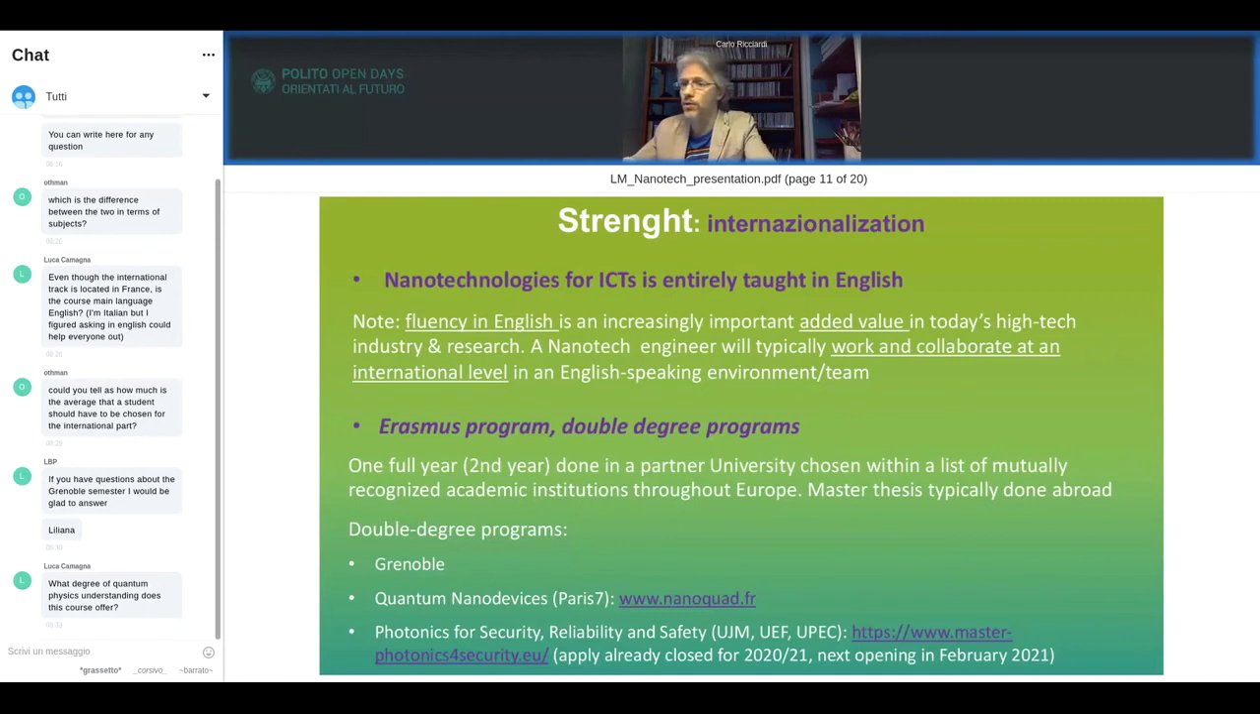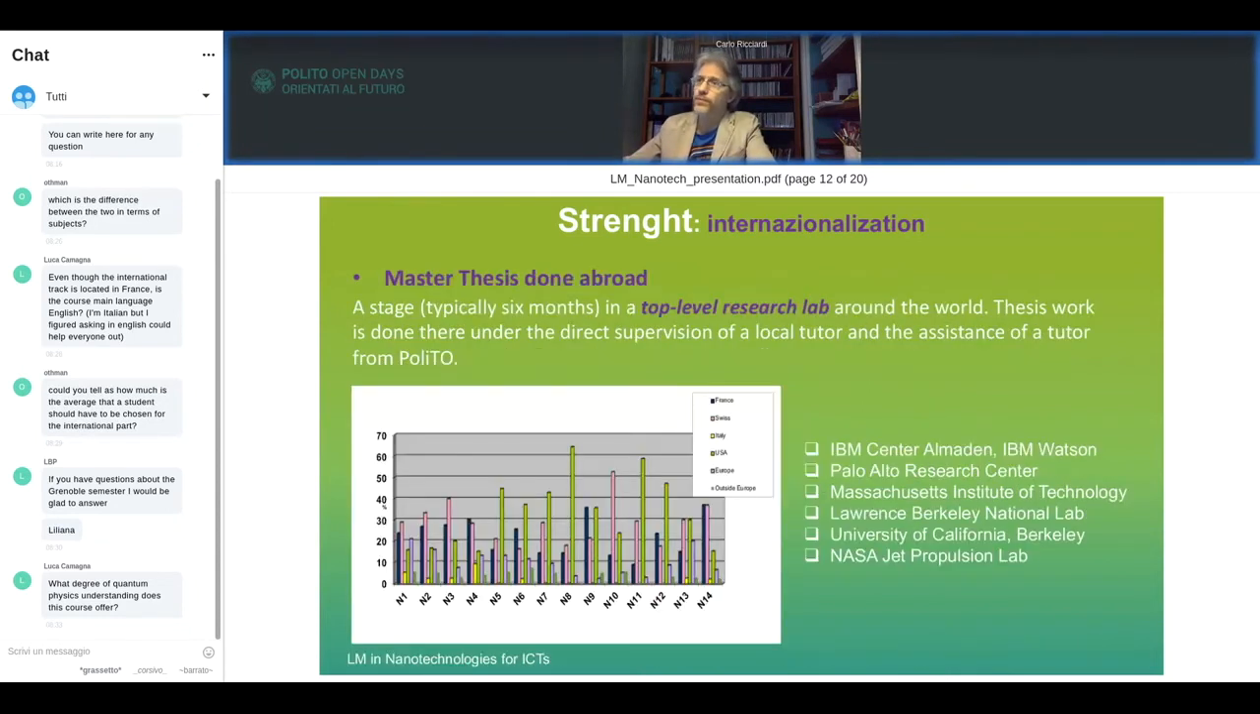There is also a new one that is called Photonics for Security, Reliability and Safety. This is a joint master degree from Erasmus Mundus. The application deadline is really soon, so it's already closed for this year. So you can have a look maybe if you're interested for next year. This is about photonics. So just one semester into it.